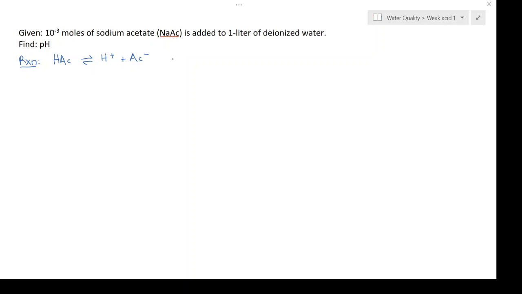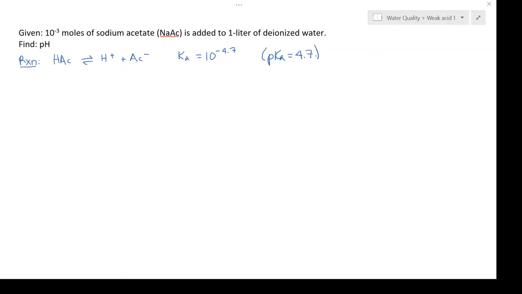So you have both the acid form and the base form of acetic acid in this solution, and the partitioning of those two species is described using an equilibrium constant. We call it K and put a subscript A to show that it's an acid, and this value is 10 to the minus 4.7. So it has a pKa value of 4.7.